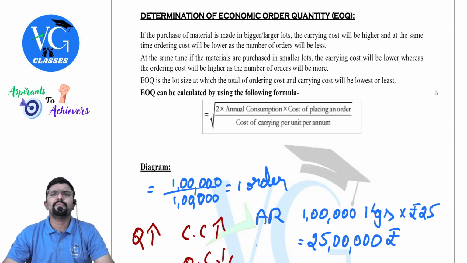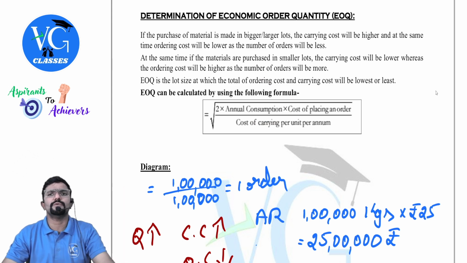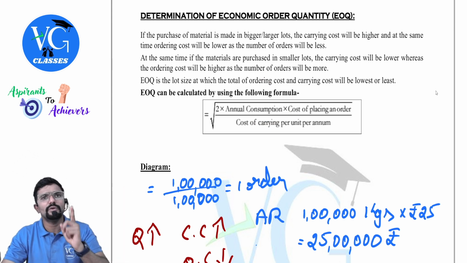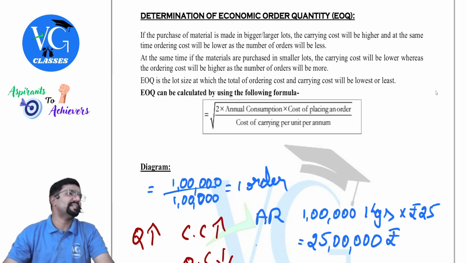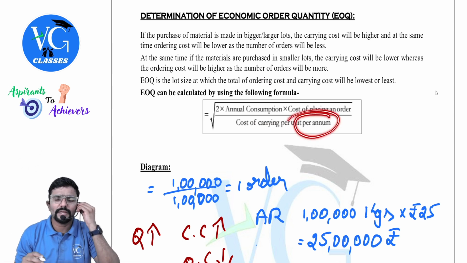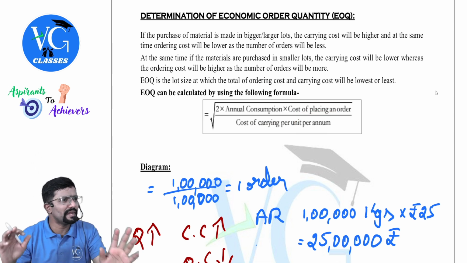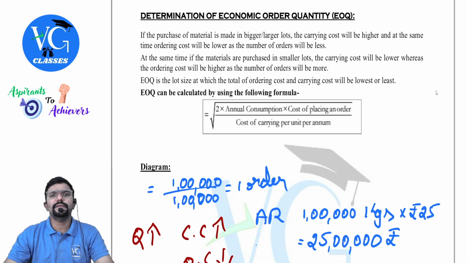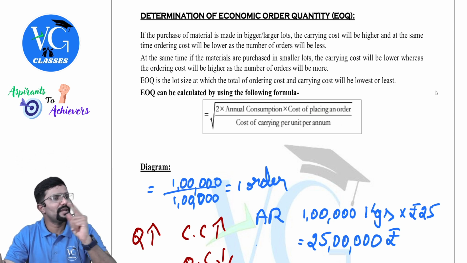For example, consumption they would have given per month 10,000. Should you take straight away 10,000? No. Into 12, take 1,20,000. Hope you guys are getting it. Here also, sometimes, may not be always, they will give per month or per week and all. Even if it is given per week, multiply with 52 weeks. How many weeks in a year? 52. Multiply with 52 weeks.